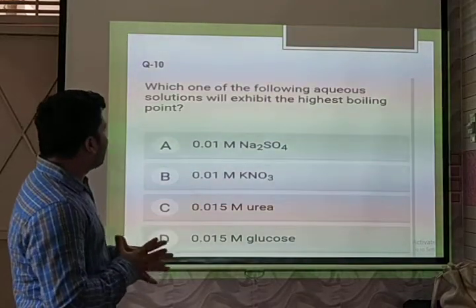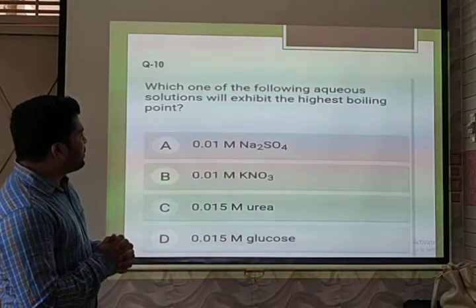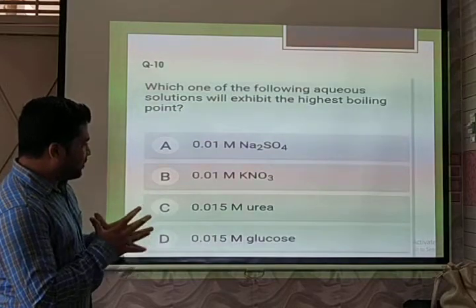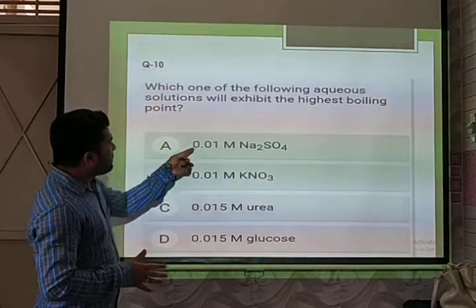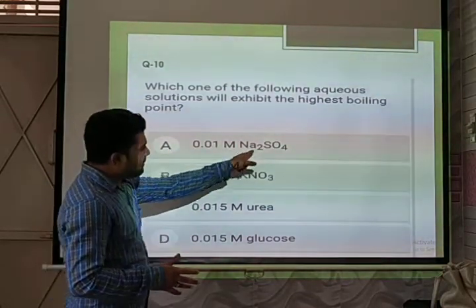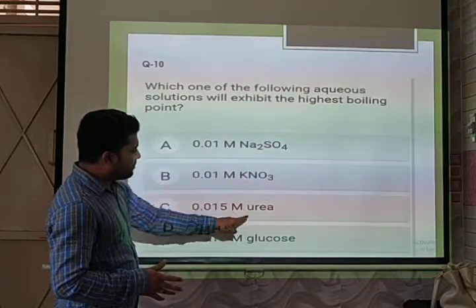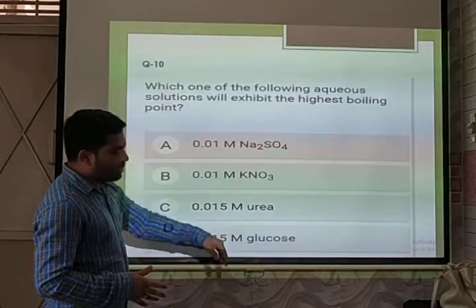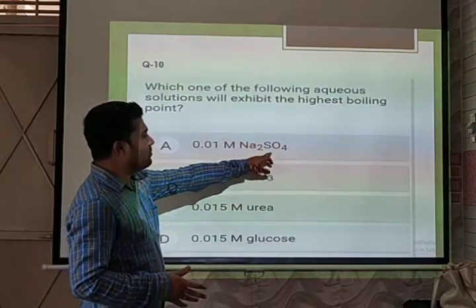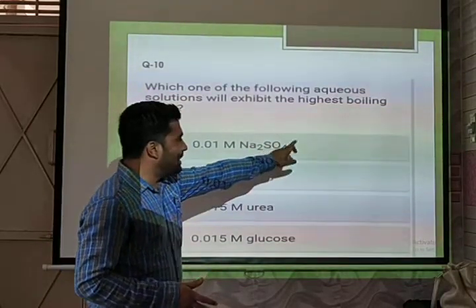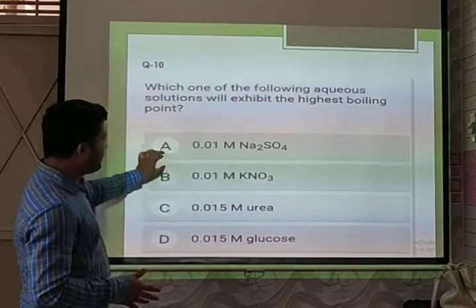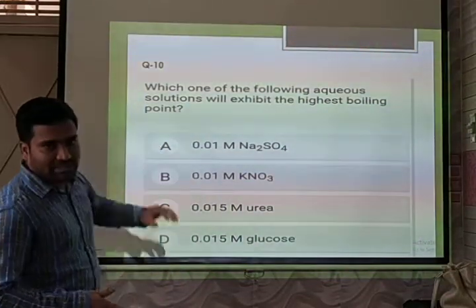Next, the 10th question: which one of the following aqueous solutions will exhibit the highest boiling point? Again, we calculate this based on the Van't Hoff factor only, because here we have solutions of the same concentration. The solutions are Na2SO4, KNO3, urea, and glucose. Glucose has a Van't Hoff factor of 1, and urea also has 1. But Na2SO4 gives 2 Na plus and 1 SO4, so its i value is 3. KNO3 gives K plus and NO3 minus, so its i value is 2. Of these two, Na2SO4 has the higher i value, so option A is the answer.